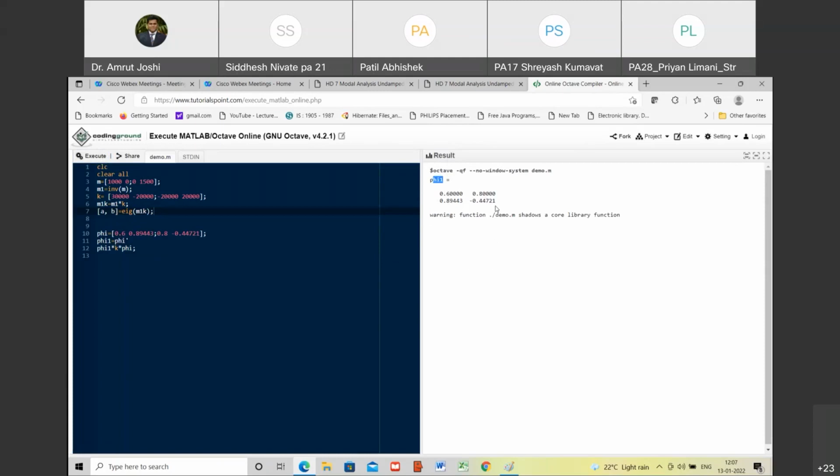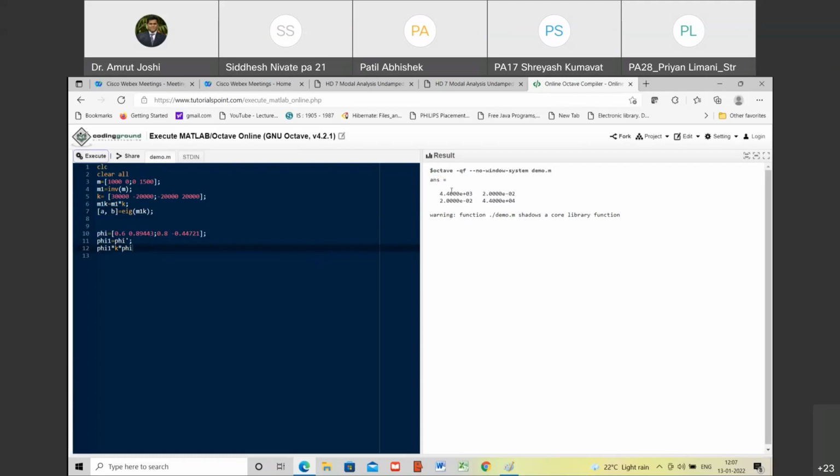Then what do you call it? Phi and dash. I don't know, I forgot the name. What do you call this? Colon? No. No, sir. Anyway, so phi 1 is phi transpose. Now let me try out phi 1 into k into phi. It is like phi transpose k phi. Do you agree with me? Yes, sir.